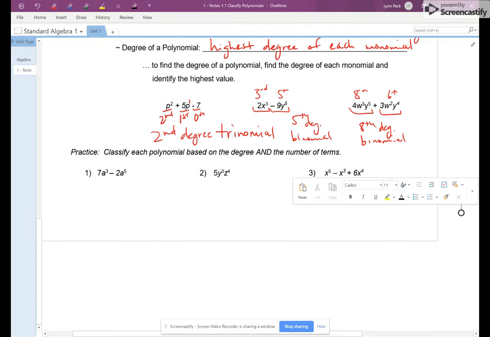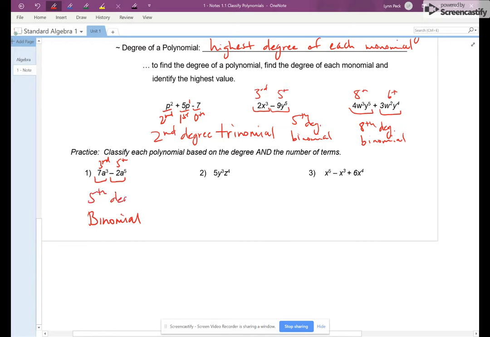Okay, hopefully you paused the video and took your time to work those out. This first guy has 2 terms, which makes it a binomial. By degree, this first term is a 3rd degree, second one is a 5th degree. This is a 5th degree binomial. Here we have a single term, that makes it a monomial. We add the exponents, this is a 7th degree monomial.